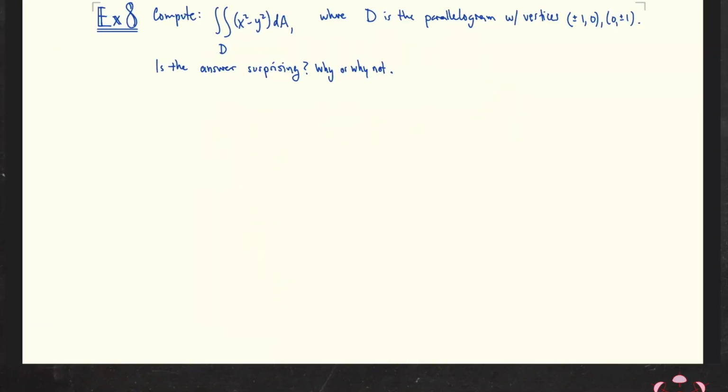Okay, another problem. So this time our task is to compute the following double integral. We've got the double integral over a domain D of the function x squared minus y squared times dA. Okay, so pretty easy function to integrate. So the trick is, what is the domain? Well, the domain is a parallelogram with vertices plus or minus 1 comma 0 and 0 plus or minus 1. Okay, and then I've got a question here. Is it surprising? Why or why not? Let's think about that once we've got our answer.